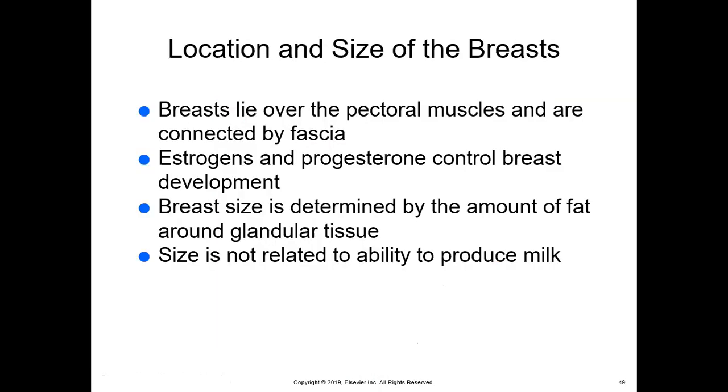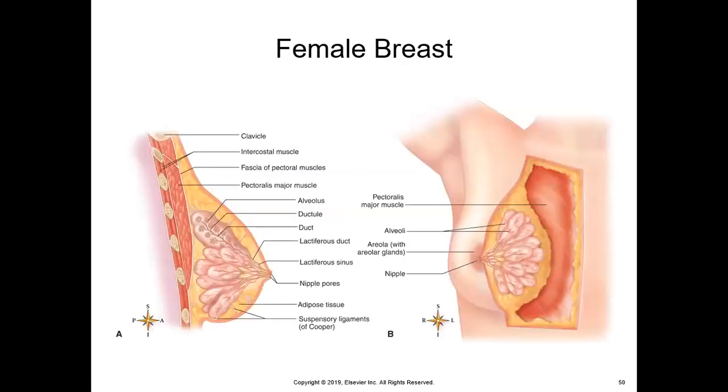So you look at the breasts, which lie over the pectoral muscles and are connected by fascia. The estrogens and progesterones control breast development as well. Breast size is determined by the amount of fat around the glandular tissue, so size is not related to ability to produce milk. Size is an indication of the amount of adipose tissue or fat that a woman has around the glandular tissue, which can produce milk. So you see, this is the glandular tissue, and here's the pectoral muscle, and then it's just how much fat you have around that glandular tissue.